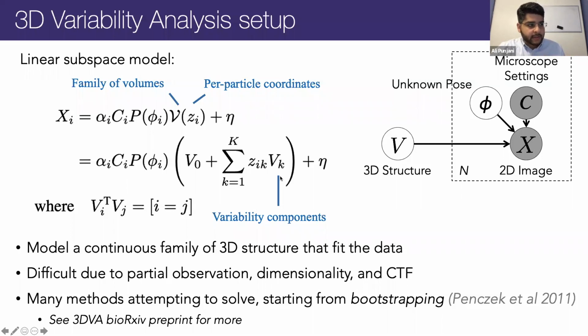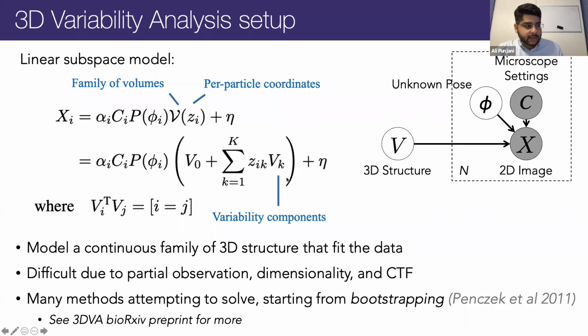The other part of the family is a sum of variability components. Each variability component, V_k, where k goes from 1 to capital K, each of those V's, the variability components, is another 3D volume that can modify the basic 3D volume. And the modification that's applied depends on what the values inside of the variability component are, positive or negative values, times the per particle latent coordinate. So the per particle latent coordinate tells us how much of each variability component, all K of them, to apply to the basic structure to generate the structure that's present in the given image X. That's what the linear subspace model says.